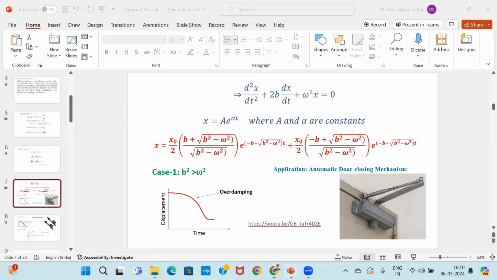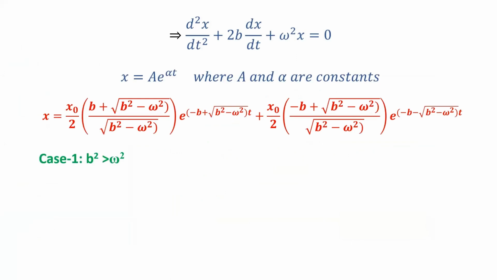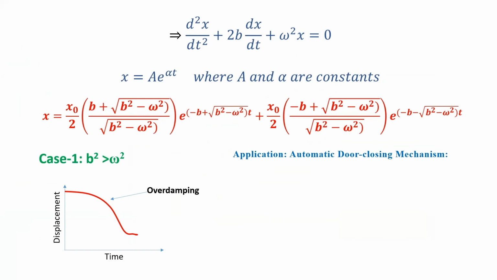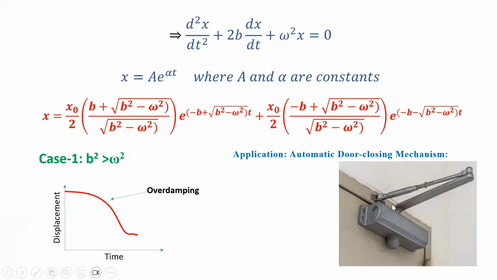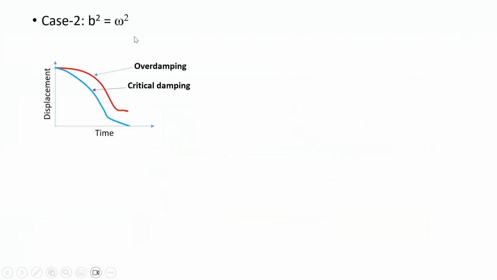So now we are going to discuss the different applications of this damping phenomenon. First, b square greater than omega square, overdamped. In that case, the amplitude decreases with time without making oscillations, but the process occurs slowly. This kind of phenomenon we use in door closers. In an automatic door closing mechanism, what kind of damping occurs? Overdamped.